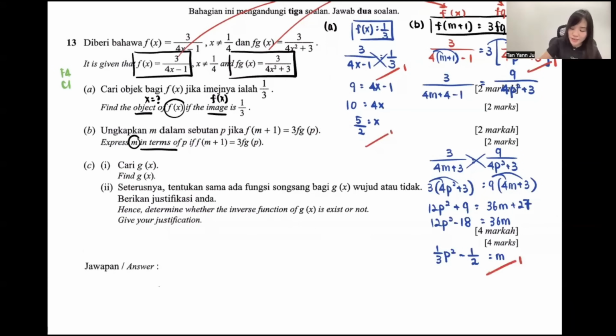So far, 4 marks. Okay. Next one, C1. So guys, C1, they say find g(x). Where does this g(x) come from? So guys, the whole question never mentioned g(x). The only part I can see g(x) is this part.